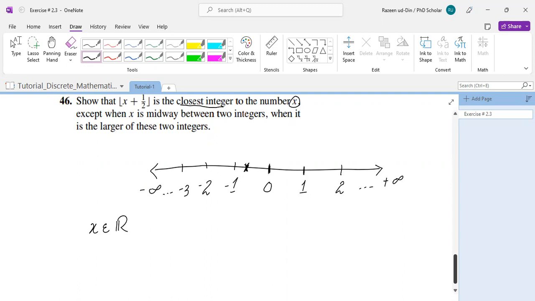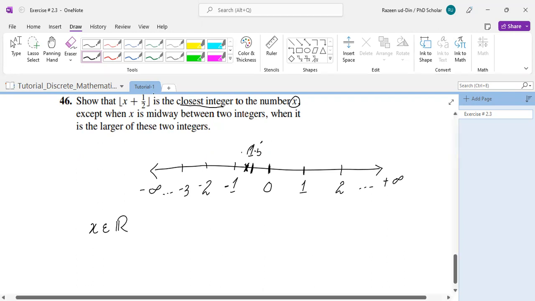So what does the question tell us? To show that after picking any real number from this line and taking the floor function of this real number with half added, this gives us the closest integer to the number x, but it is not the case when x is in the midway, i.e. if I take 0.5, which is the midway of 0 and 1. So this is the midway.